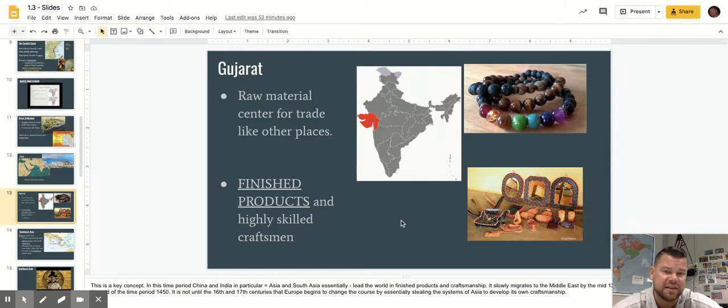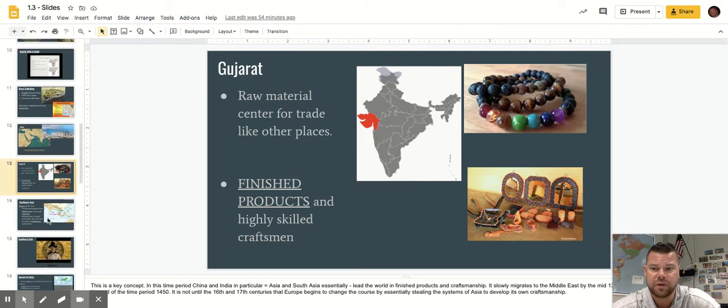And a lot of the kings and queens, as travel started, sent emissaries to India and to China to learn this way of craftsmanship and fine work, and then brought that back to Europe. But in this time period, it wasn't Europe that was the leader. Europe was absolutely not even in the picture for finished products.